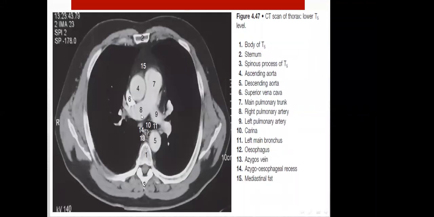The third level is the level of T5. This is the level of bifurcation of the trachea, as we can see here, and also the level of bifurcation of the pulmonary trunk into right and left. This is the ascending aorta, the descending aorta, this is the superior vena cava, and this is the esophagus. Posterolateral to it is the azygos, and in between is the azygoesophageal line.